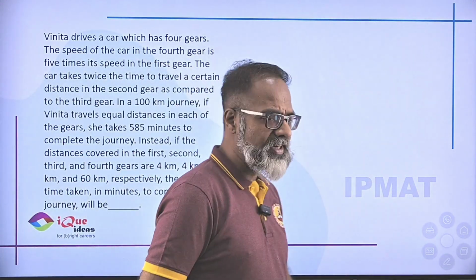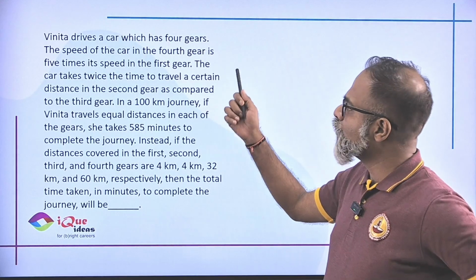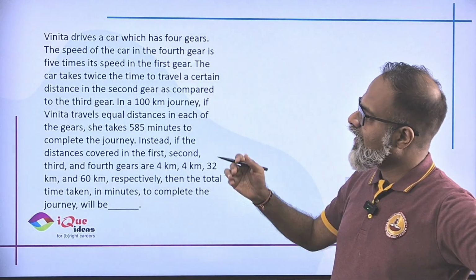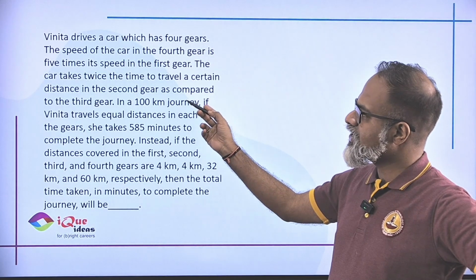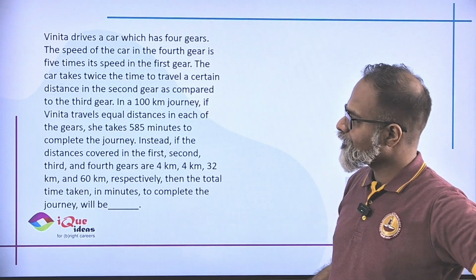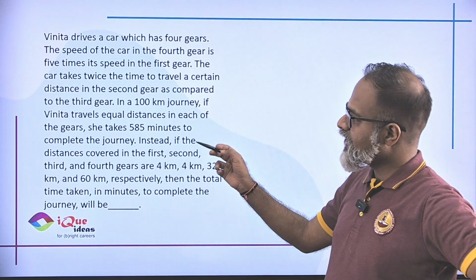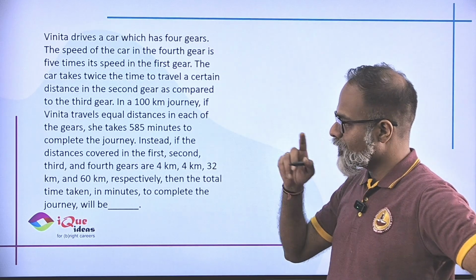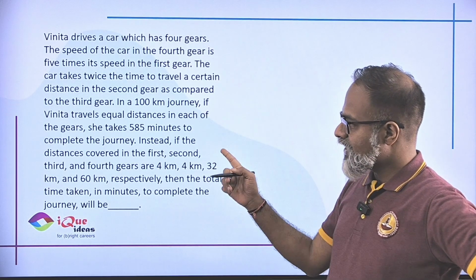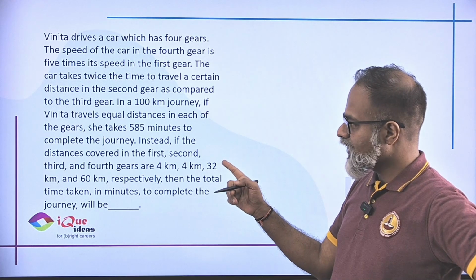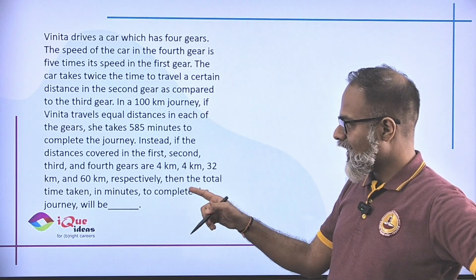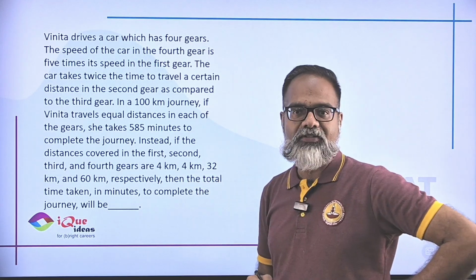Basically, it reads that Vinita drives a car which has 4 gears. Speed of the car in the fourth gear is 5 times speed in the first gear. Car takes twice the time to travel a certain distance in second gear as compared to third gear. In a 100-kilometer journey, Vinita travels equal distances in each gear and takes 585 minutes to complete the journey. Now, if instead the distances covered in first, second, third, and fourth gears are 4, 4, 32, and 60 kilometers respectively, then total time taken in minutes to complete the journey will be what?